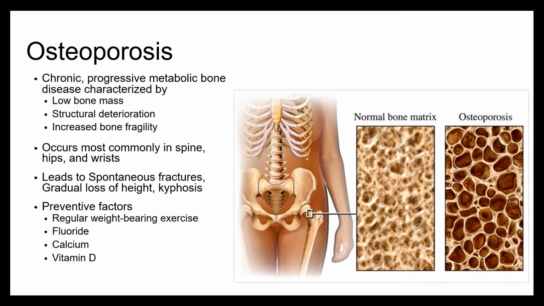This lecture covers part 1 of chronic musculoskeletal conditions. The first chronic musculoskeletal condition that we're going to look at is osteoporosis. The body constantly absorbs and replaces bone tissue. This process is carried out by osteoblasts, which deposit bone, and osteoclasts, which resorb bone.